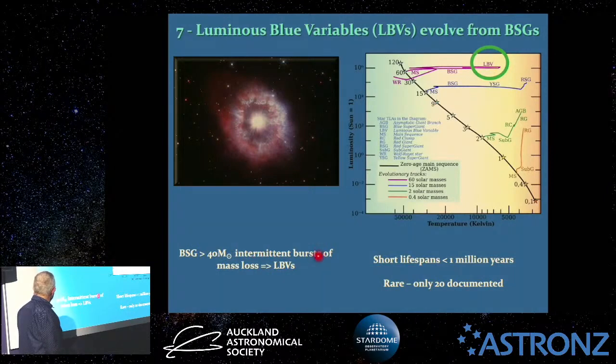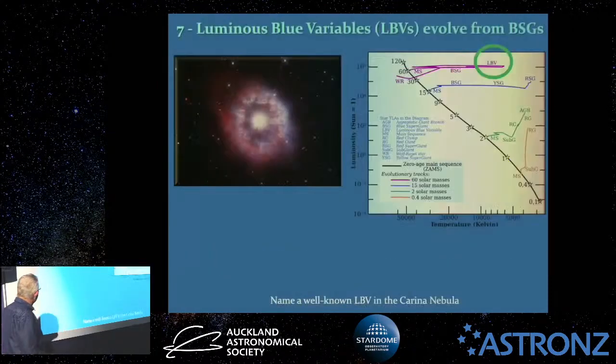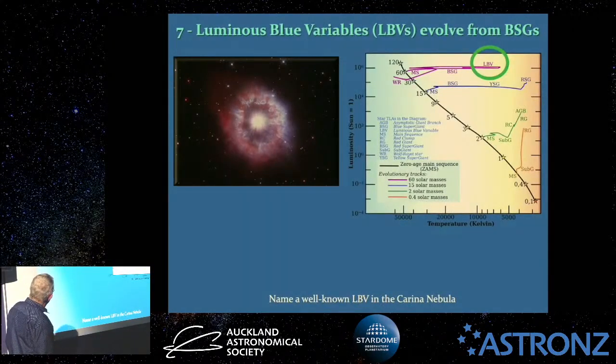That's pretty much what I've mentioned here. Greater than 40 solar masses, it's the intermittent mass loss. Very short lifespans, less than 1 million years, and very, very rare. There's only been 20 of them identified so far. So very rare. Okay, so who can name a well-known luminous blue variable, a clue, in the Carina Nebula?